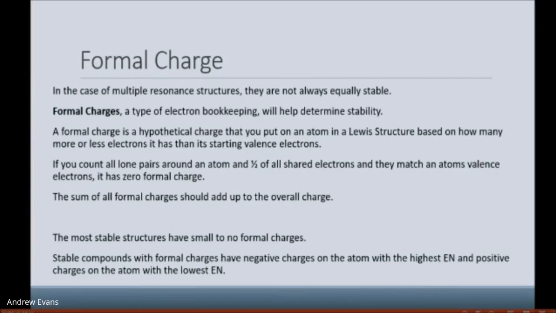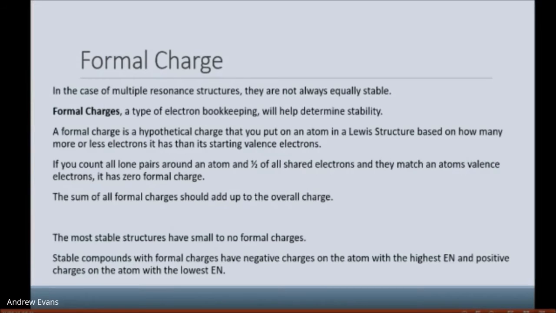Oxygen with group 6A should have 6 valence electrons around it. So depending on what structure you have, you may have neutral or a formal charge of plus or minus. So to calculate this, you're going to count all the lone pairs and half of all the shared electrons, so half of all the bonds. So a bond of 2 electrons would count 1 for oxygen and 1 for whatever it's bound to. And then we'll have to compare them to their valence electron count.